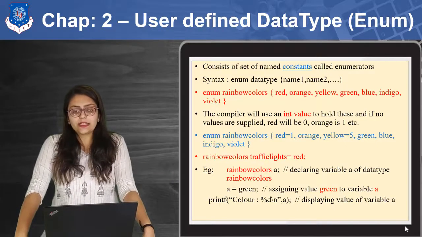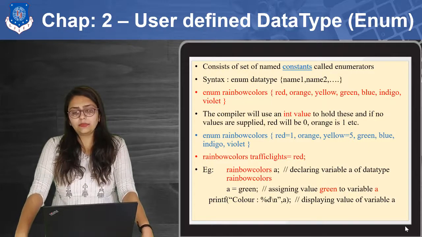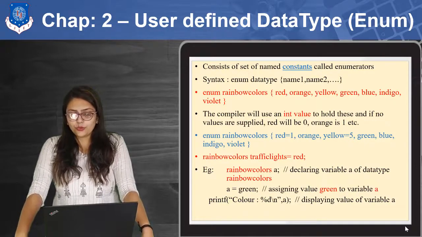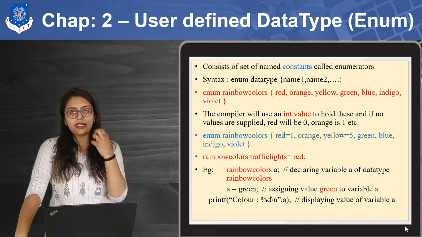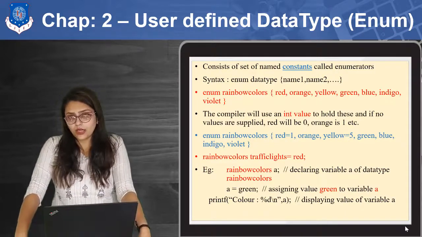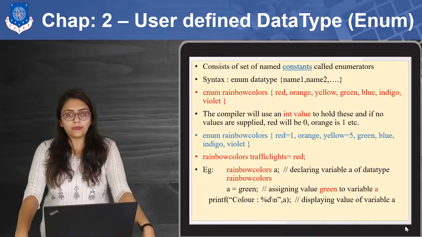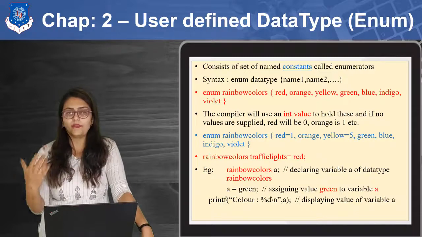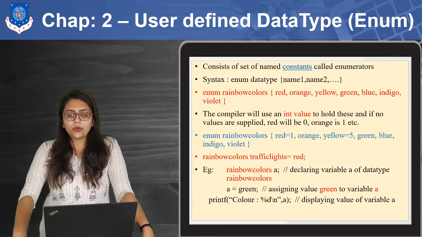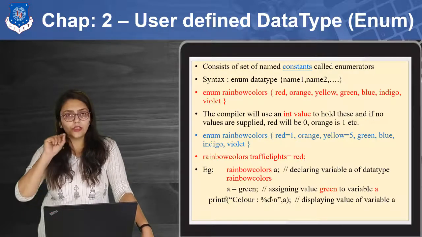So basically it consists of named constants called enumerators. The syntax is enum, data type name, then name 1, name 2. You can see I have created an enum data type which has the name rainbow colors. Inside the curly braces I have written all the rainbow colors. By default, if I write red, orange, yellow, green, blue, indigo and violet, then it will start with red as 0, then orange as 1 and so on.